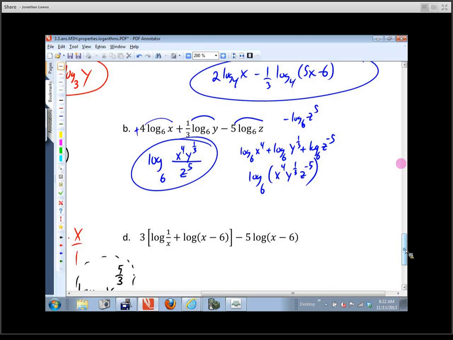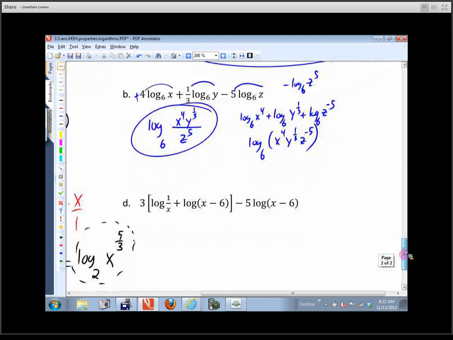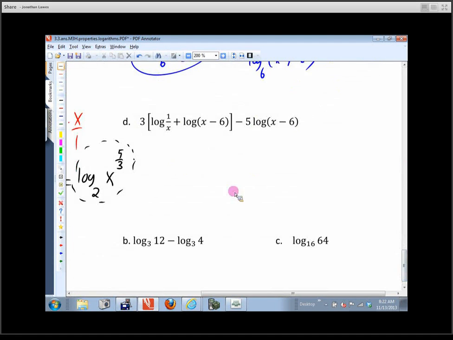Sure? Okay. All right, let's take a look at this one right here. This one's kind of interesting. You do have a couple problems like this on your assignment. So we need to take this, and notice that we've got a 3 here. Any ideas on this one? 3 out front in these square brackets.